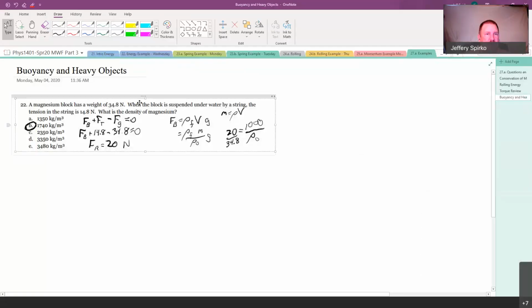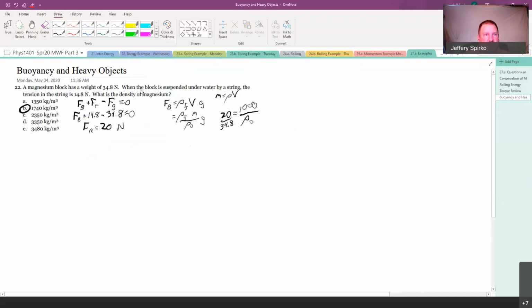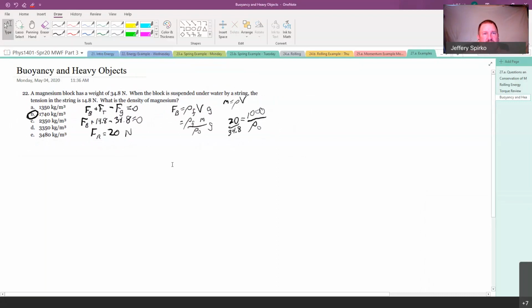Here we have an example from practice test 2 that deals with a heavy object that is suspended underwater by a string, and the tension in the string is measured and known.